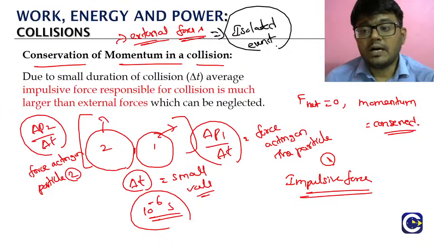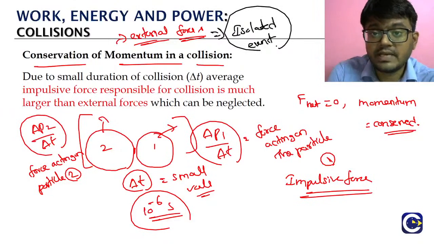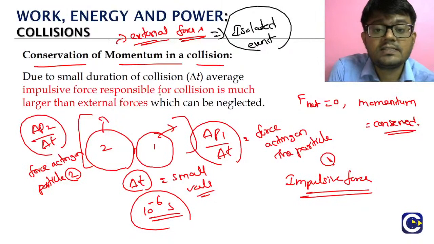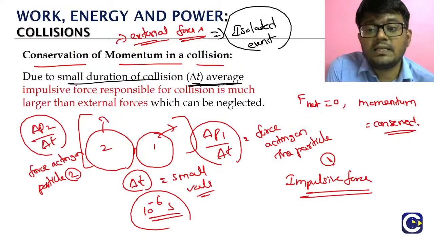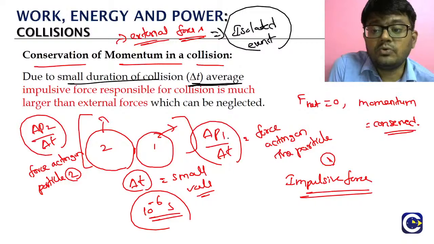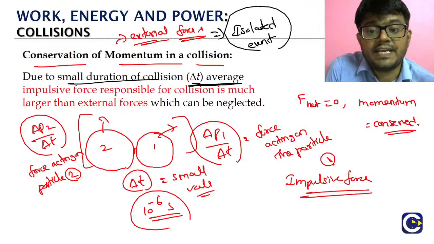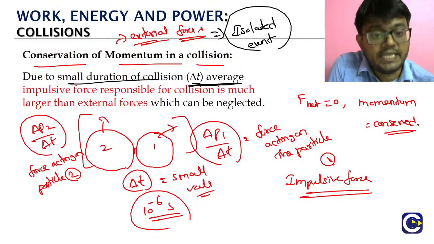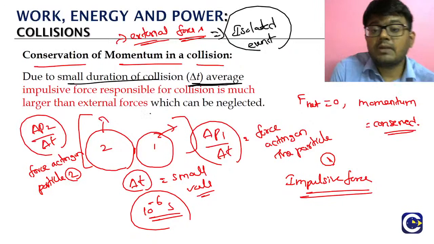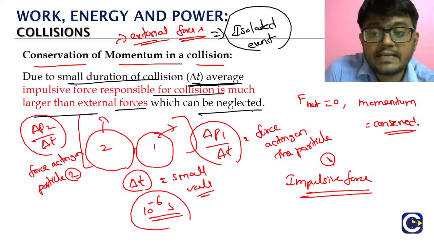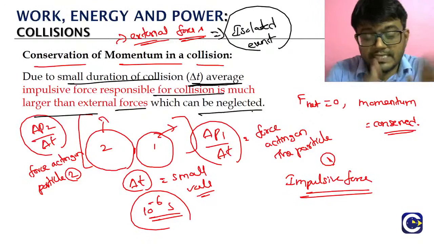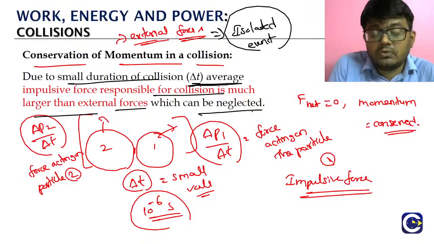The reason why we consider this an isolated event is because the impulsive forces will be very high, because the actual time of collision is very small. That is why, if you divide the change in momentum by the time taken for any of the particles, it will come out abnormally high. And because the value is high in comparison to external forces, we can neglect the external forces. That is one. But we will have a doubt.